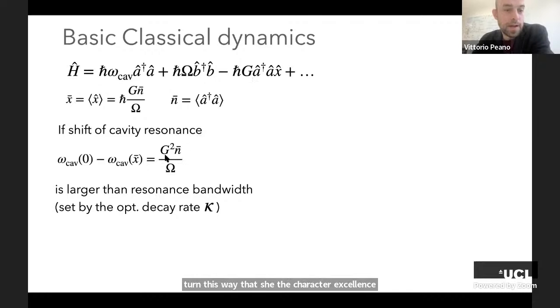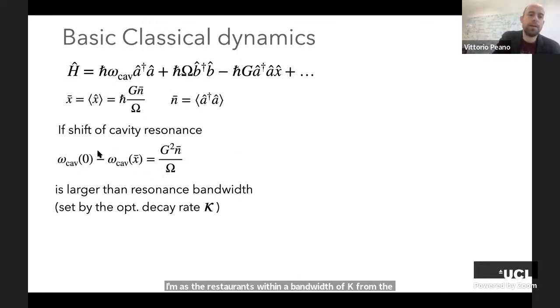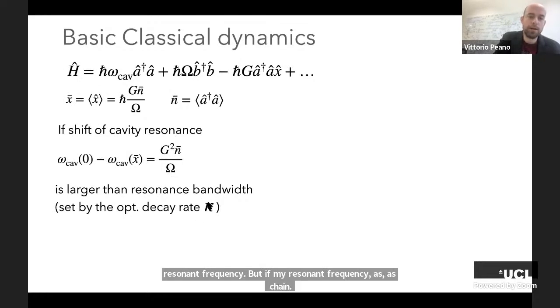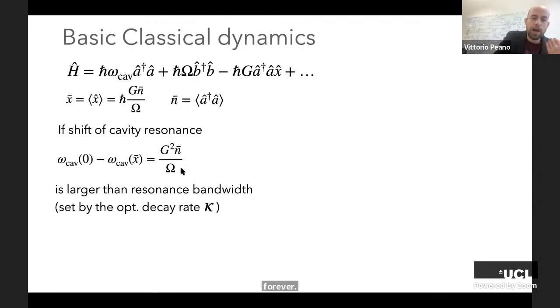If the shift of the cavity resonance, which is going to be given by g squared times n bar divided by omega, is larger than the resonance bandwidth, which is set by the optical decay rate, then I will have just a large displacement if I'm on resonance within a bandwidth of kappa from the resonance frequency. But if my resonance frequency has changed by more than this kappa, it means that if I have a lot of light in my system, a large number of circulating photons, I can have a large steady state response.